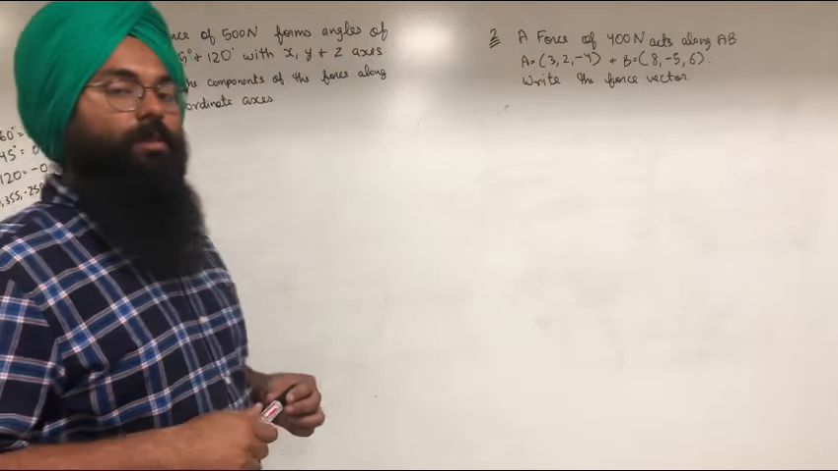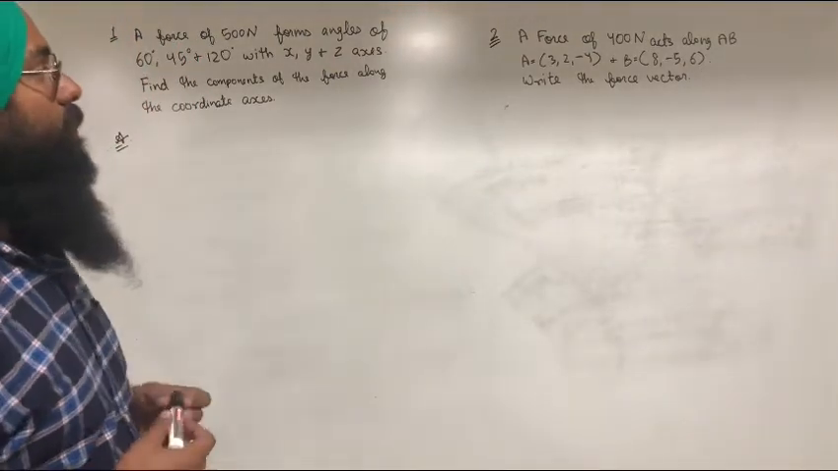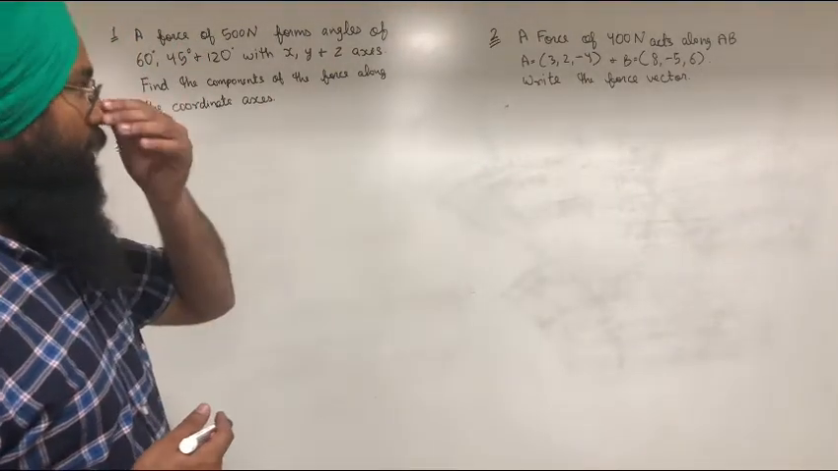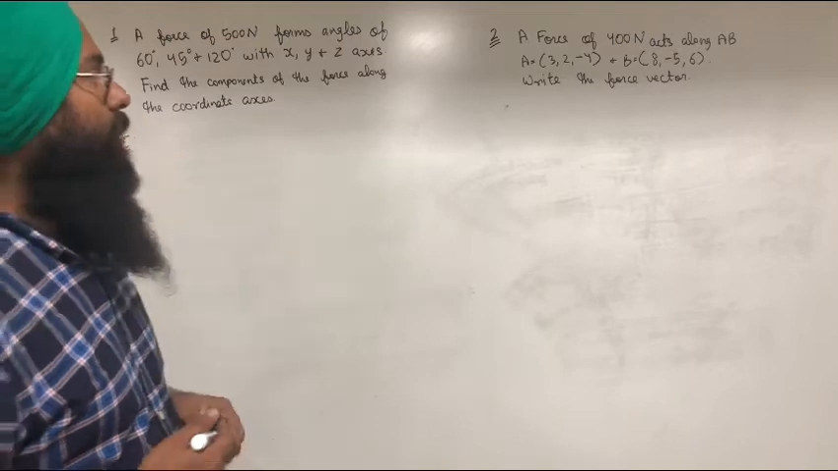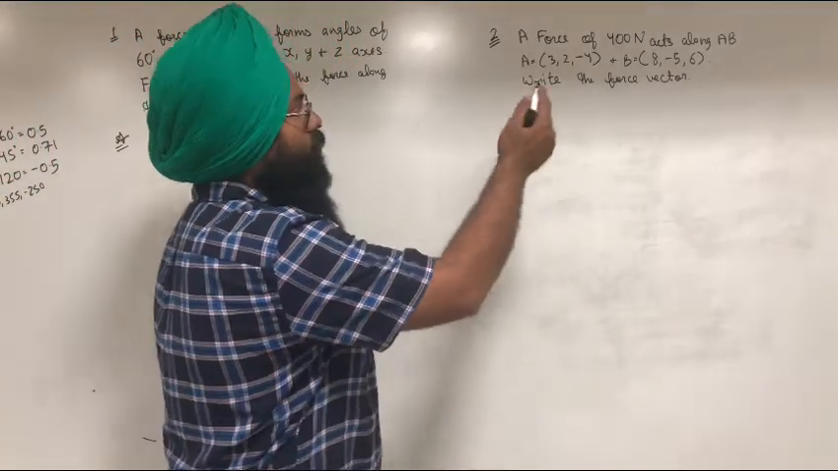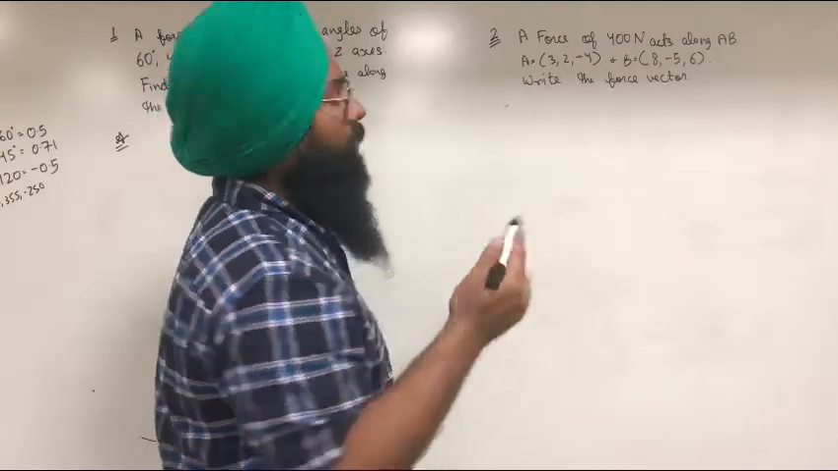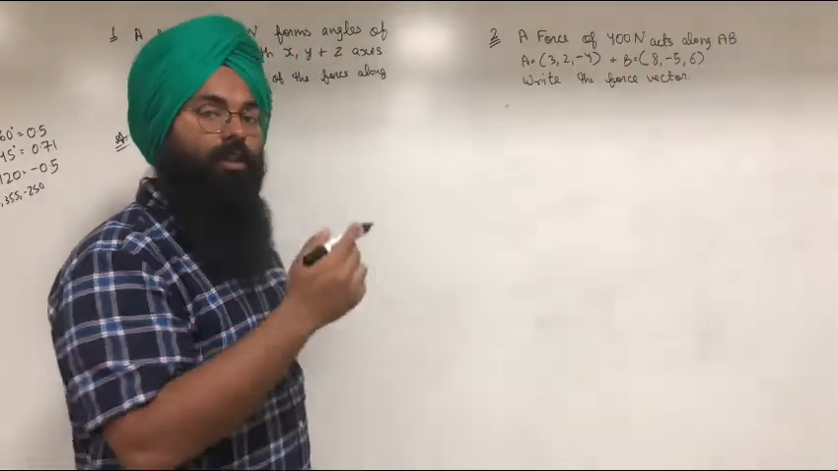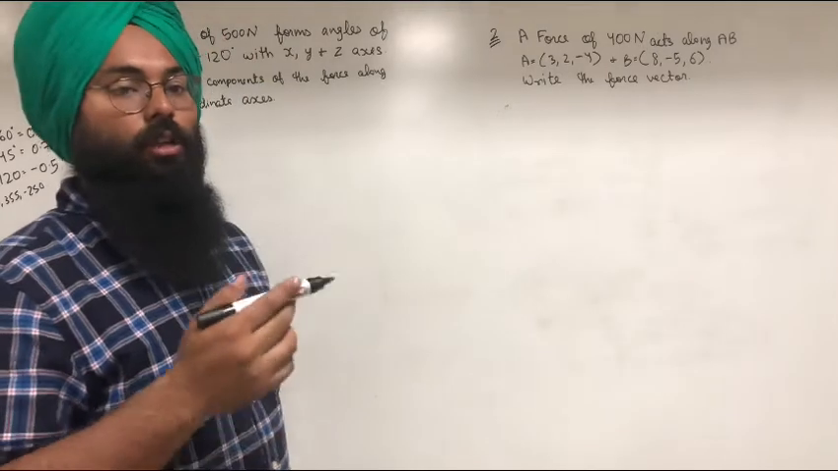Hello guys. So today we'll be solving some problems where we have to find force along given vectors. So first we'll solve this problem. Here it is asked: a force of 400 Newton acts along AB, and the coordinates of A and B are given. We have to find the force along AB.